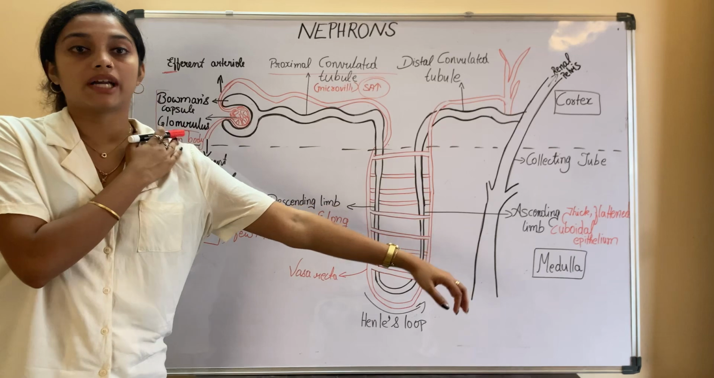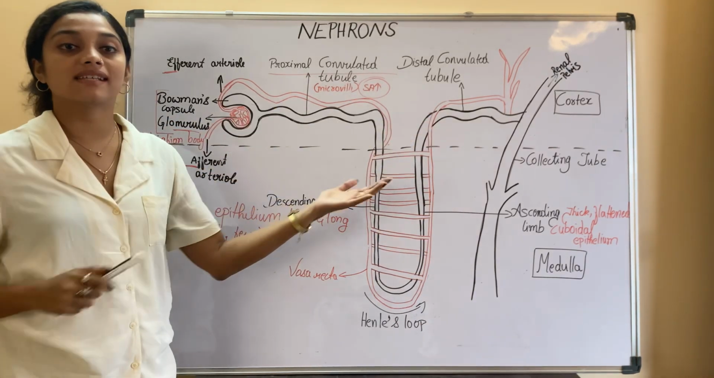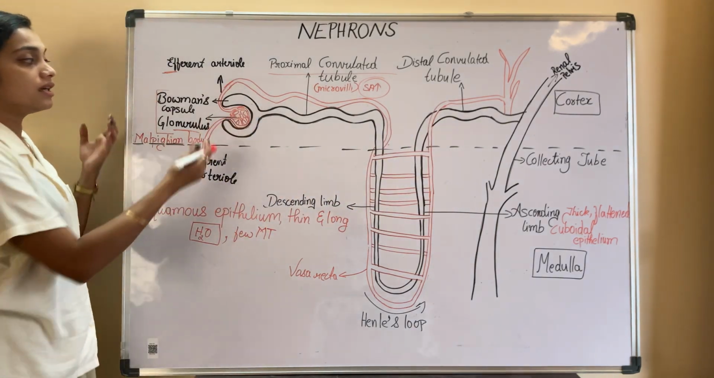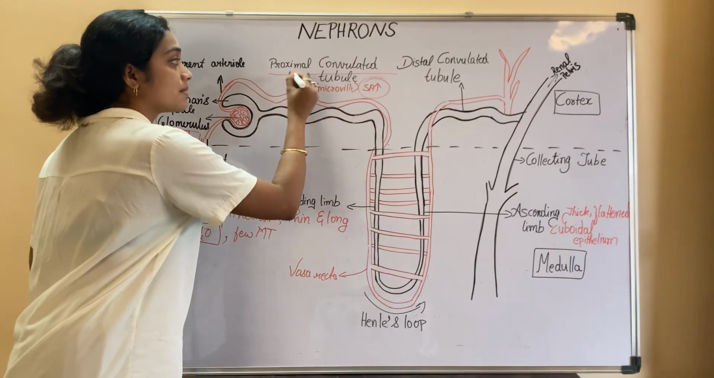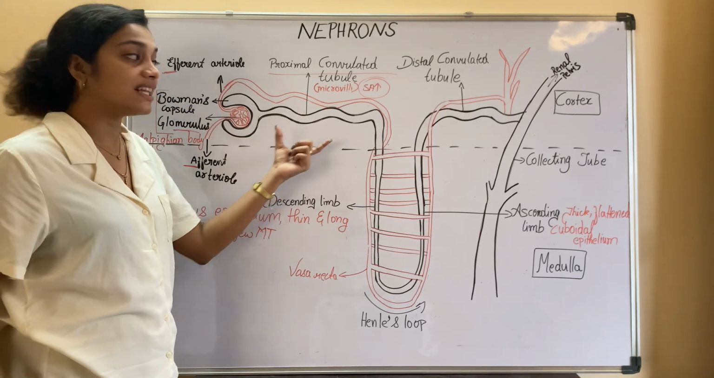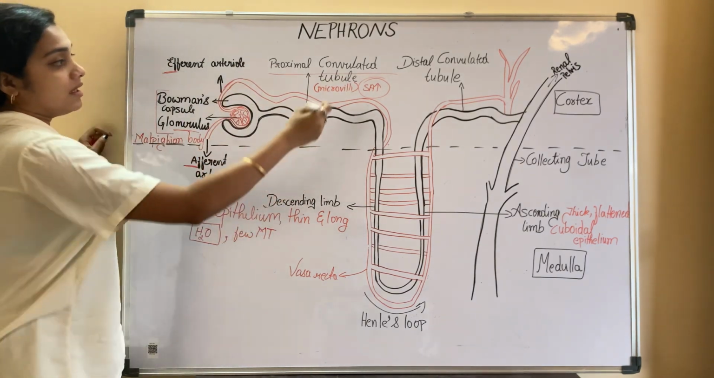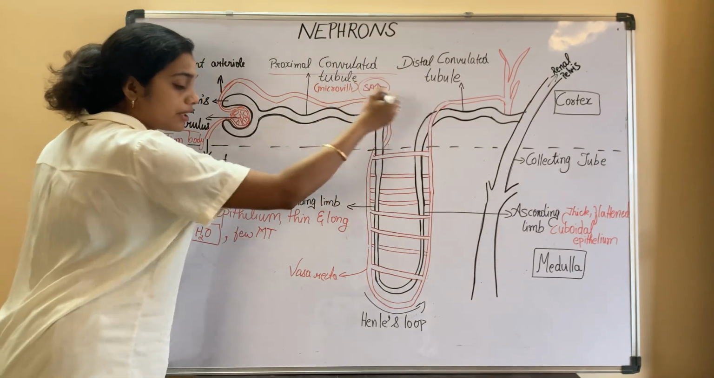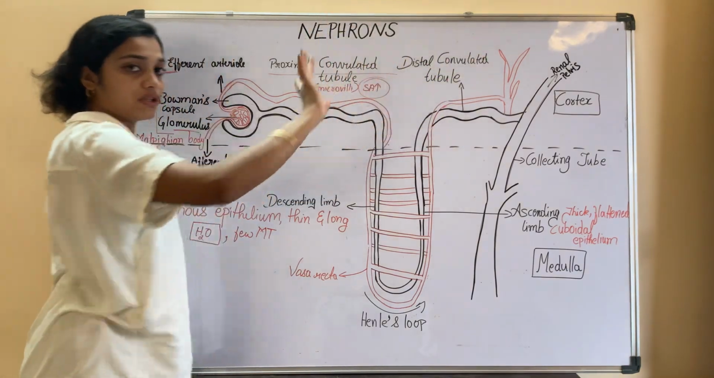This part of my body I will call proximal because it is near. This part I will call distal because it is at a distance. So which is that part which is near to the Bowman's capsule? That is this part, so we call it the proximal convoluted tubule. It is made up of microvilli which increase the surface area for absorption. Next is the distal convoluted tubule, which is continued by the Henle's loop. It is far, so we call it the distal convoluted tubule.